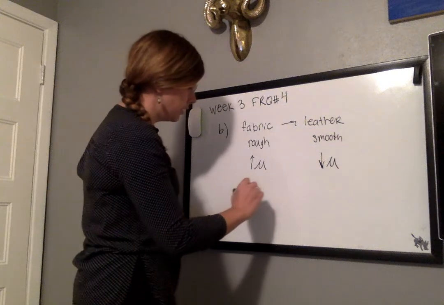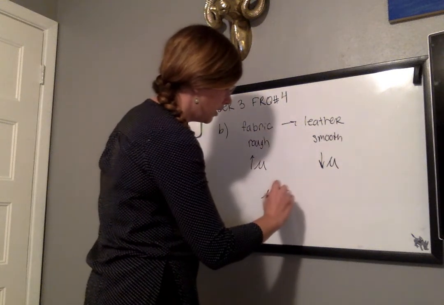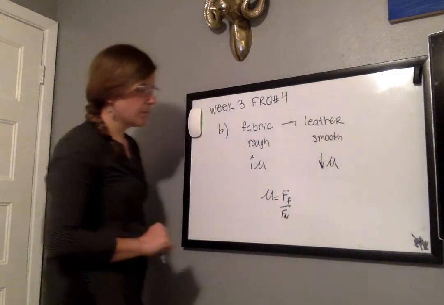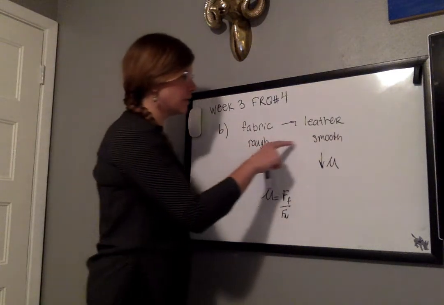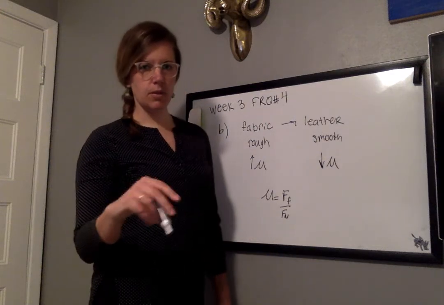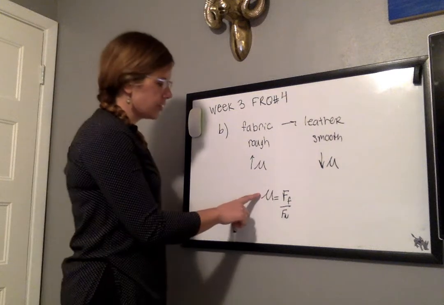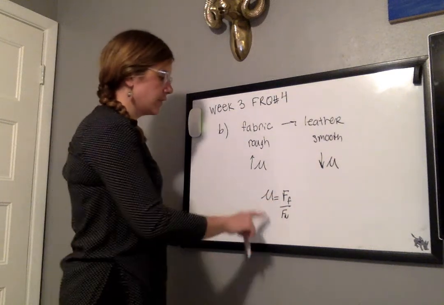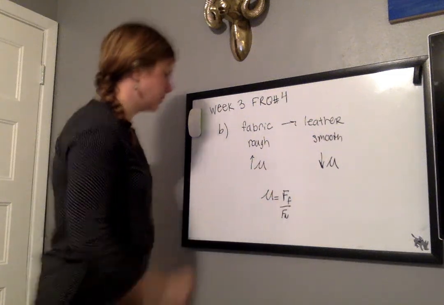Our equation, coefficient of friction, is equal to force of friction divided by force normal. So it's asking you about the frictional force here. Which one's going to be bigger, if you have fabric seats or leather seats, assuming that the person doing this comparison is the same mass? So if you have a larger number here, you're going to have much larger frictional force. If you have a smaller number here, like a leather seat, your frictional force will be much smaller.